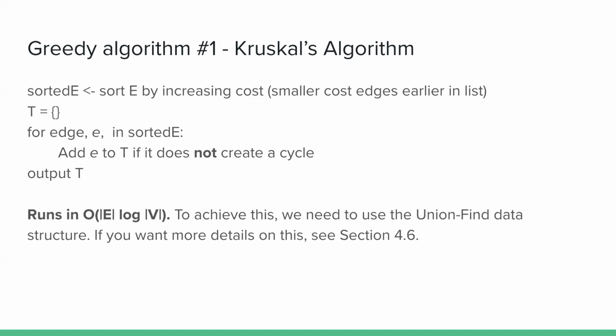And this runs in E log V time. If you're going to get it to run in this time, you need to use union find. But we didn't have you implement it in this iteration of the course, so you don't need to know too much about that. You're allowed to just cite that the runtime of Kruskal's is E log V.